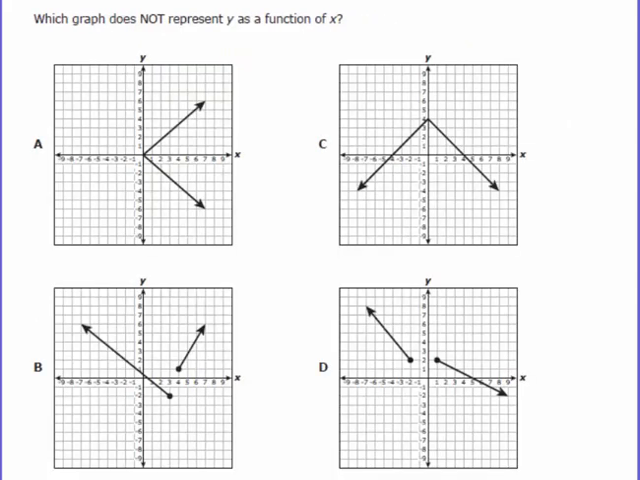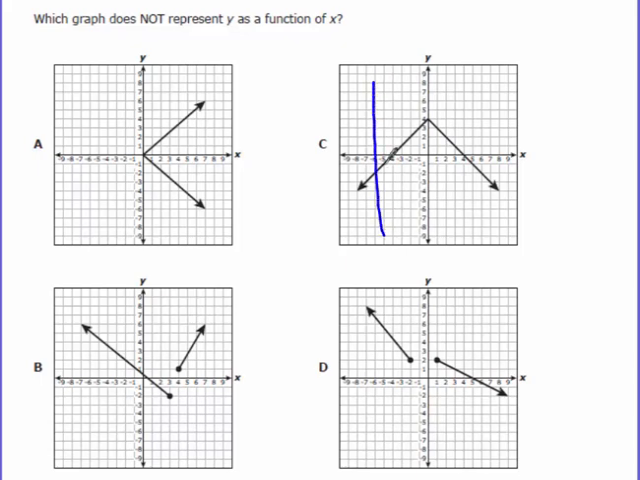Okay, next one. Okay, we're talking about functions. And this one right here, it's saying which graph does not represent y as a function of x. Now, based on a graph, we know that in order to determine whether or not it's a function, we use something called the vertical line test. So if I can drop a vertical line down anywhere along the graph, if I hit more than one point on the graph, then we know it's not a function.